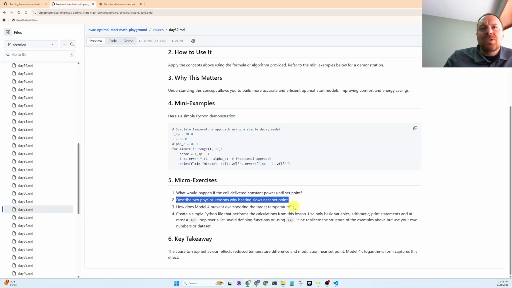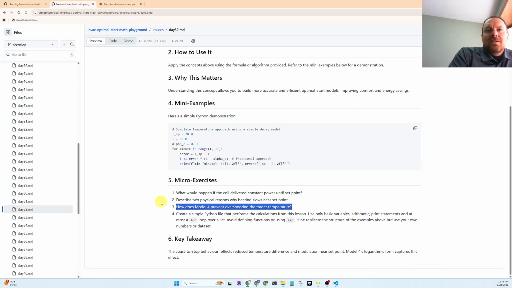And then this model uses the deadband. Like we've been talking about, if your deadband is really short, you'll overshoot it. And if your deadband is a little bit larger, then you're less likely to overshoot.